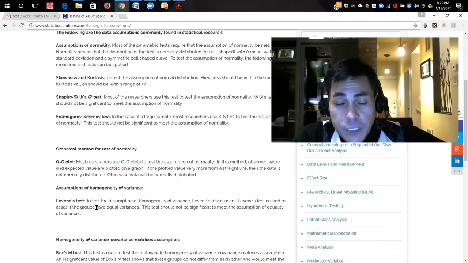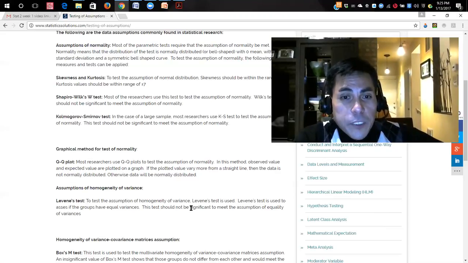So we do Levene's test, and if this Levene's test in our ANOVA output is statistically significant, we use Kruskal-Wallis, because that Kruskal-Wallis will correct all those errors in the measurement.